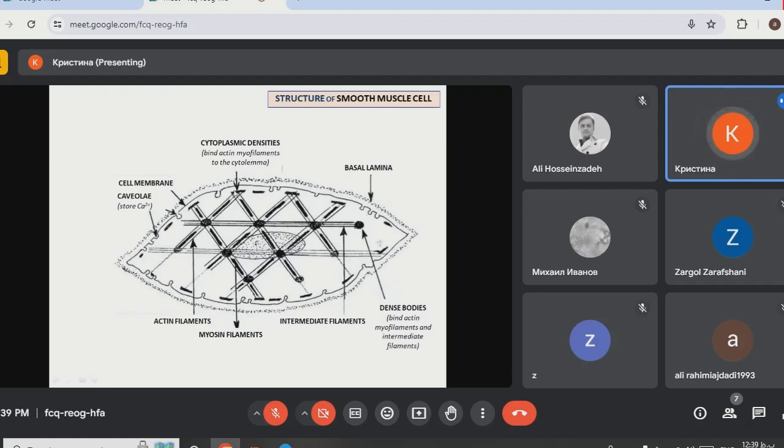These myofilaments are attached to the cell membrane with the help of the so-called cytoplasmic densities. They bind actin myofilaments, the thin myofilaments, to the cytolemma. Inside the cytoplasm we have also the structures which are called the dense bodies. They also bind actin myofilaments and intermediate filaments to each other inside the cytoplasm.